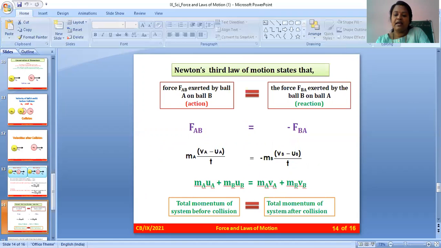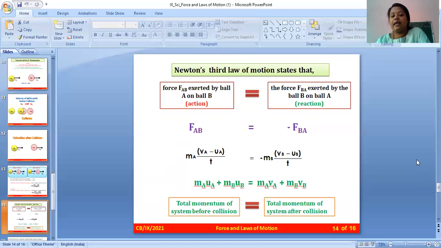Newton's third law of motion states that the force FAB exerted by ball A on ball B, that is the action, is equal to the reaction, that is the force FBA exerted by ball B on ball A. That is, force FAB is equal to minus FBA. Why have we said minus? Because the reaction acts in the negative direction, that is, opposite to the direction of the force applied by A on B.